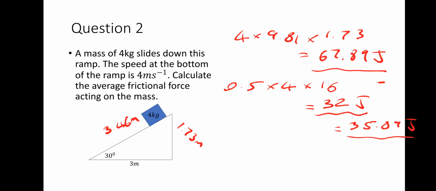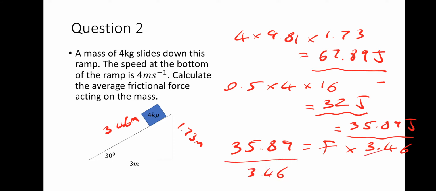So that's our work done by the frictional force, or against the frictional force. So work done is force times distance. So we can do the work done, which is 35.89, is equal to the force, which is what we're looking for, multiplied by the distance, and the distance is the 3.46 meters. So force is the 35.89 divided by 3.46, and that gives us a force of 10.4 newtons. Hopefully that went okay. Let's have a look at the next one.